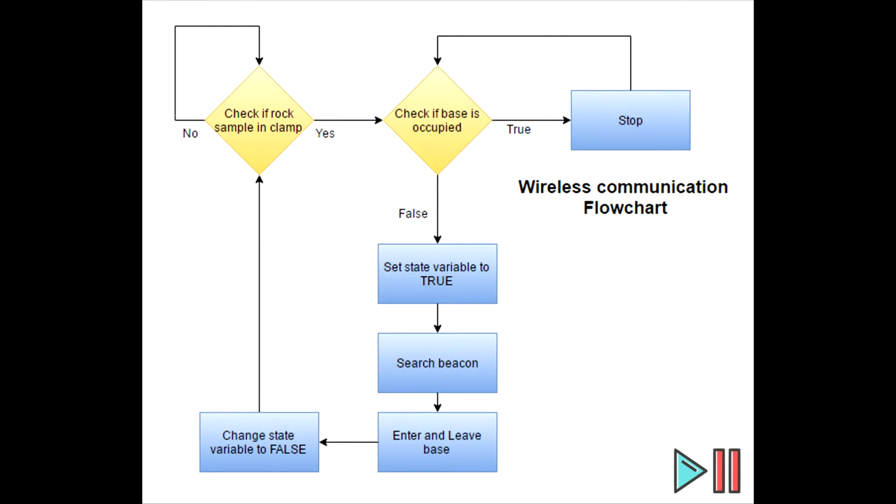If there is a rock sample in the clamp of the robot, it then checks if the base is occupied by the other drone. If it is free, then it starts searching for the beacon and hence the lab. Once it leaves the base, it communicates with the other robot that the lab is now free. The reason for this is to prevent collisions in the base.